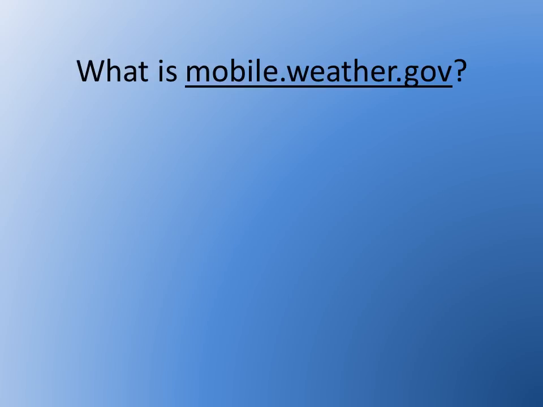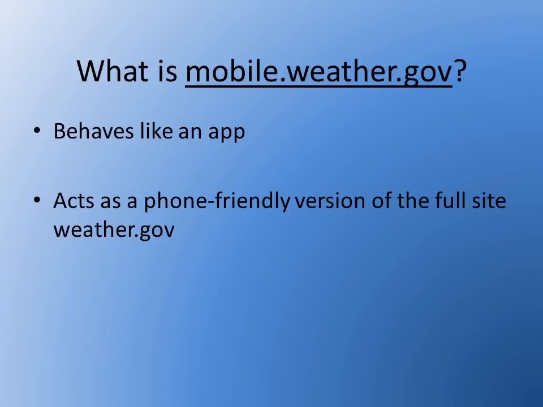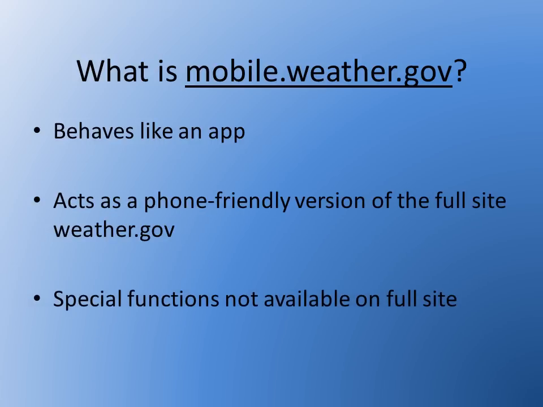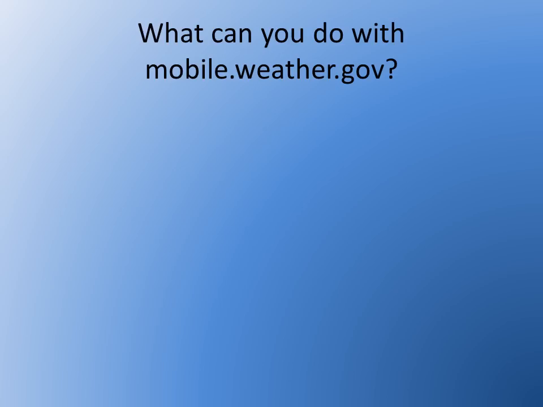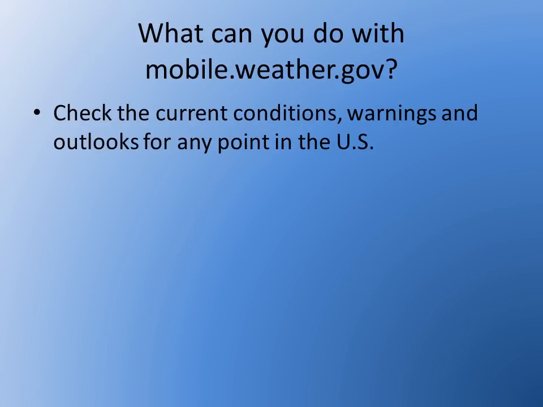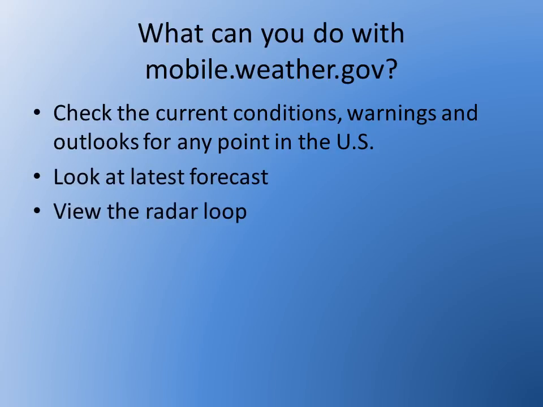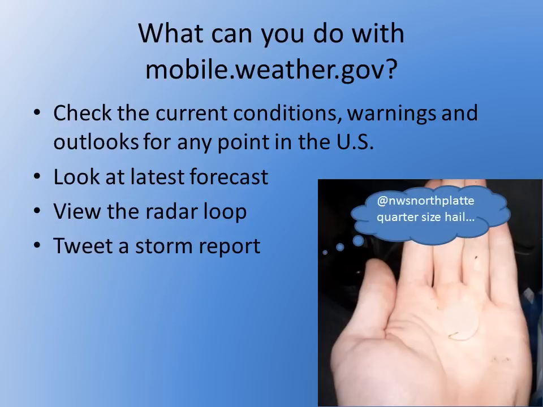What is mobile.weather.gov? It behaves like an app for your smartphone, and it acts as a phone-friendly version of the full site weather.gov. But there are some special functions available on the mobile website that are not available on the full site weather.gov. So what can you do with mobile.weather.gov? You can check the current conditions, warnings, and outlooks for any point in the United States, look at the latest forecast for that point you choose, view the nearest radar, tweet a storm report to the Weather Service, and much more.